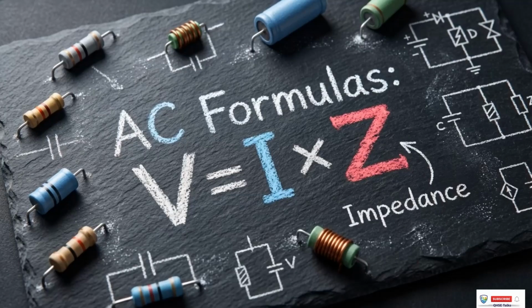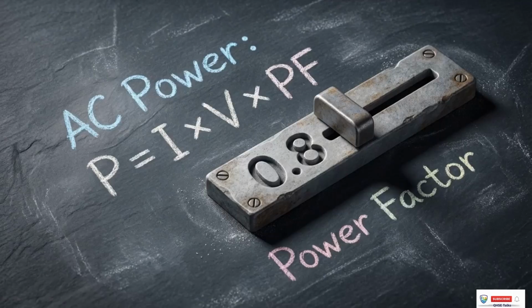For alternating current, the equations change. You replace resistance with impedance, represented by the letter Z. Impedance accounts for the combined opposition to current flow in an AC system. The AC power formula requires the inclusion of the power factor, or PF. This variable represents the efficiency of the AC circuit, ranging from 0 to 1, and is required for accurate risk calculations.